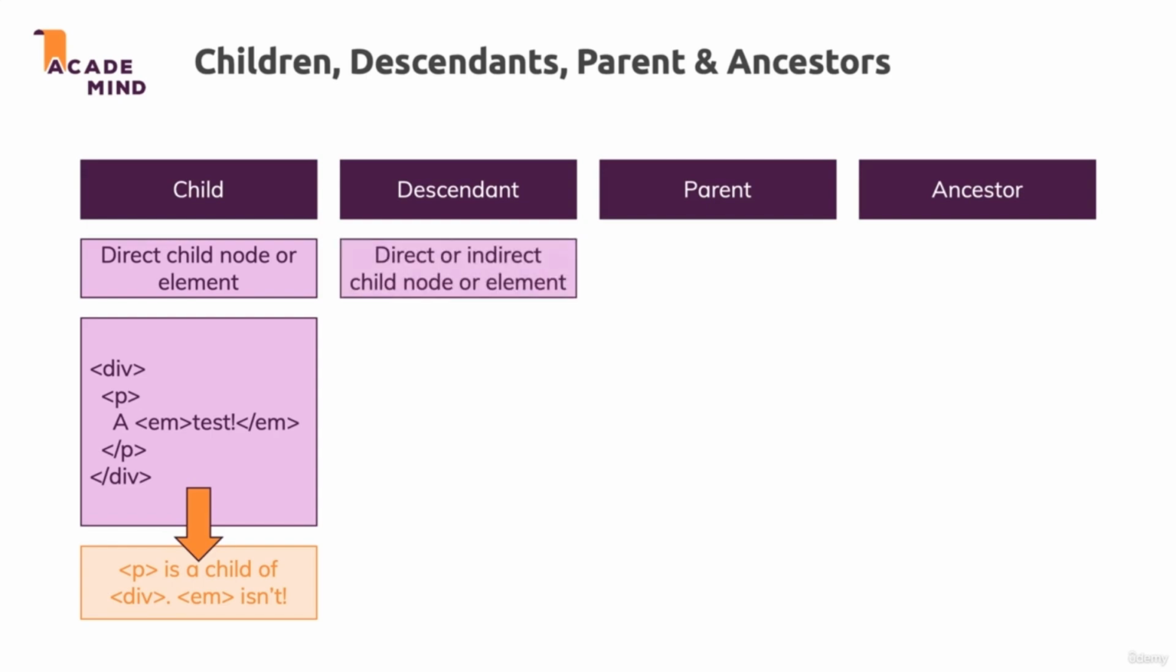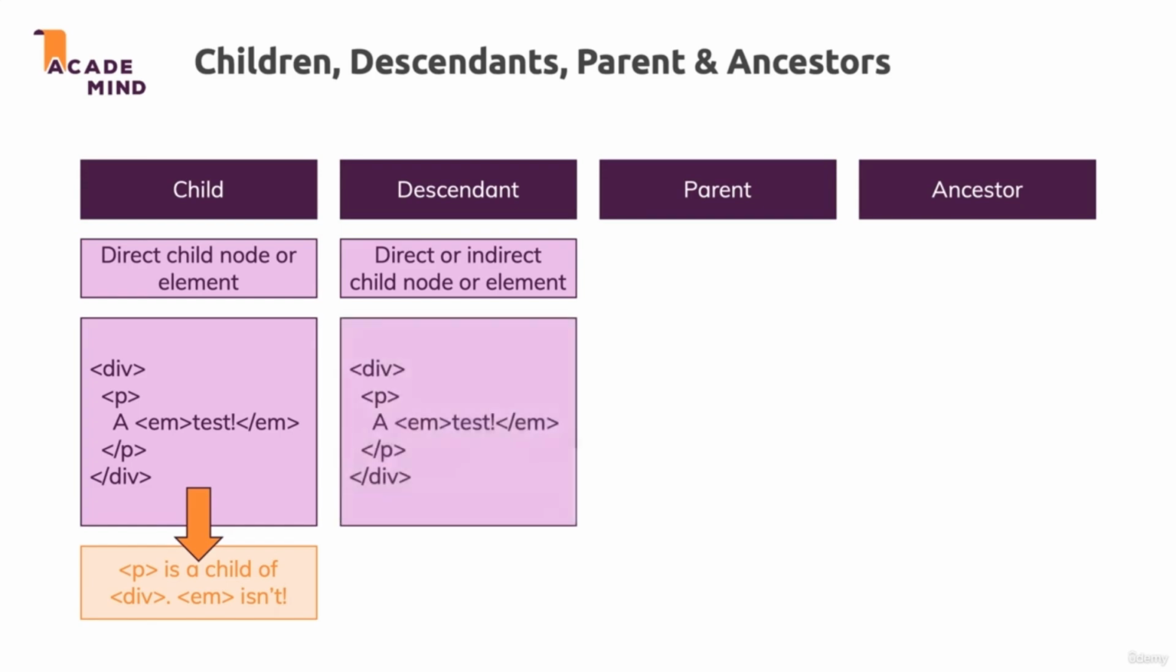Now, descendant, on the other hand, is a direct or indirect child node or element. So when we talk about a descendant, then in the same example, both the paragraph but also the EM tag would be descendants of div. So P, the paragraph tag, is a child and a descendant. The EM tag is not a child but a descendant of div in this example.